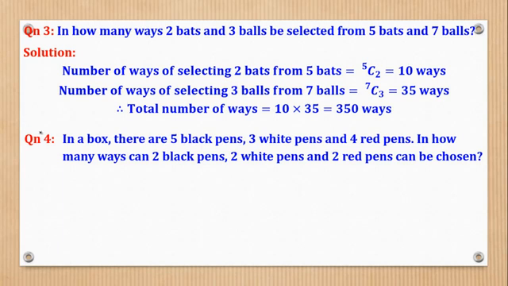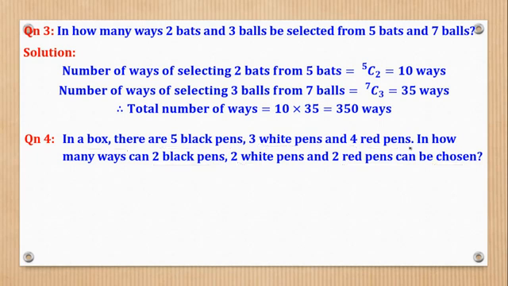That was question 3. Question 4. In a box there are 5 black pens, 3 white pens, and 4 red pens. In how many ways can 2 black pens, 2 white pens, and 2 red pens be chosen?